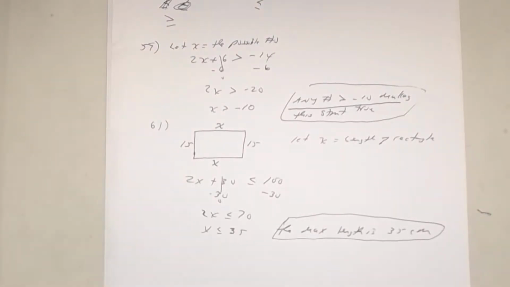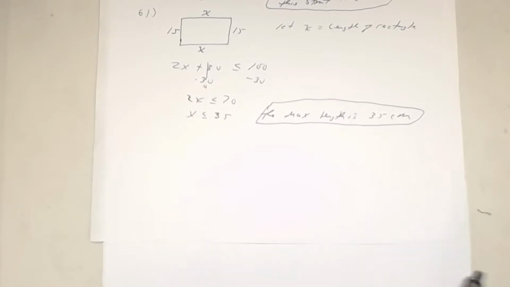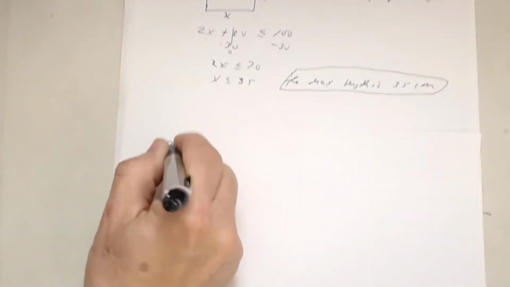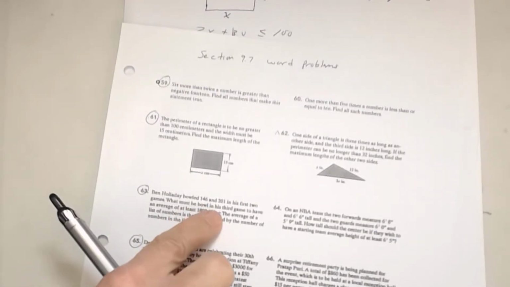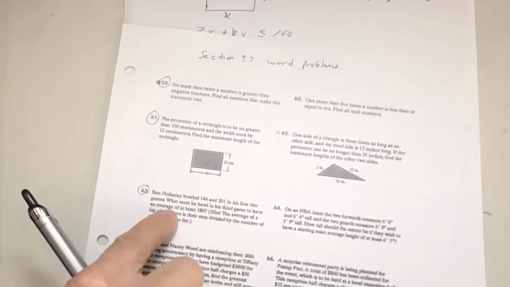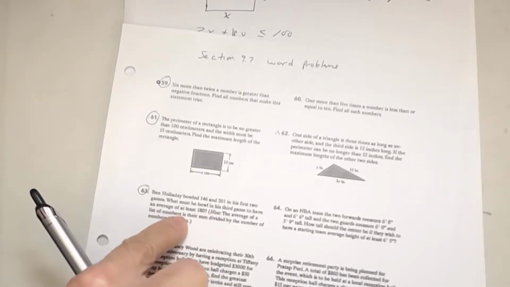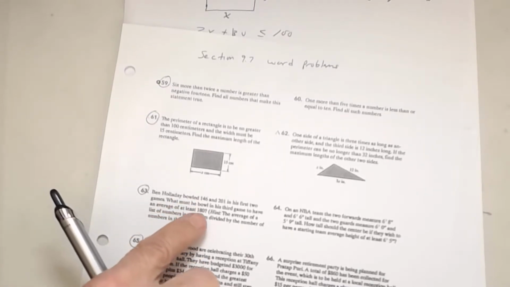Okay, 63. All right, 63. In 63 it says, Ben bowled 146 and 201 in his first 2 games. What must he bowl in his 3rd game to have an average of at least 180? All right, so he's bowling 3 games. The first game he bowled 146. The second game he bowled 201.